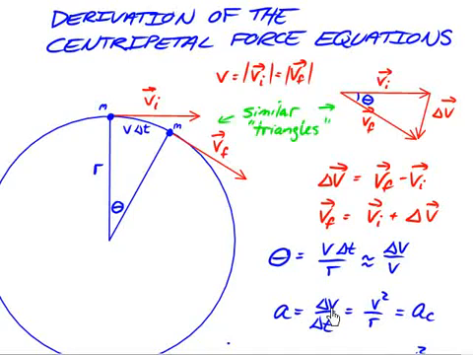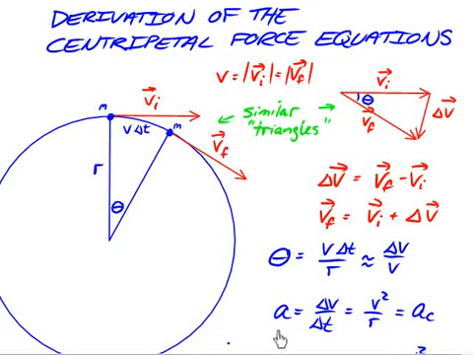And so coming up here to this equation, we can bring the delta t over to the right-hand side, delta v over delta t, and we have to get rid of this v, so multiply both sides by v, which brings the v over to the other side. So we have delta v over delta t is v squared over r. And that is the acceleration.